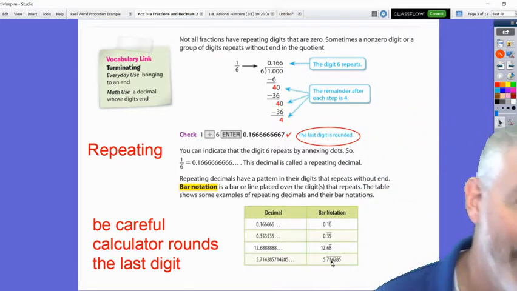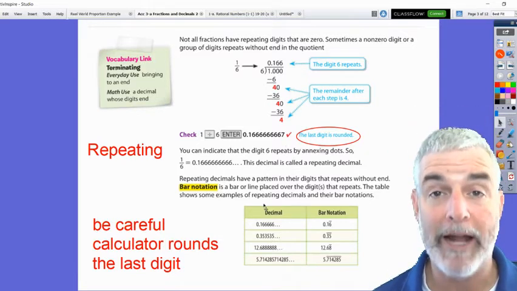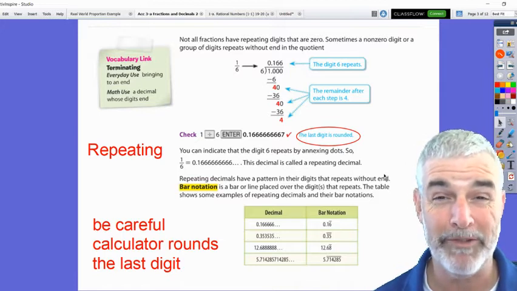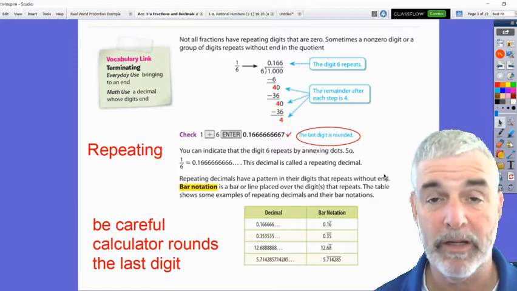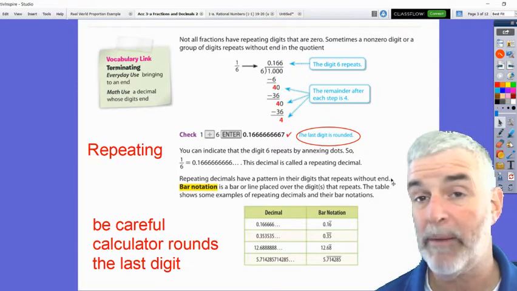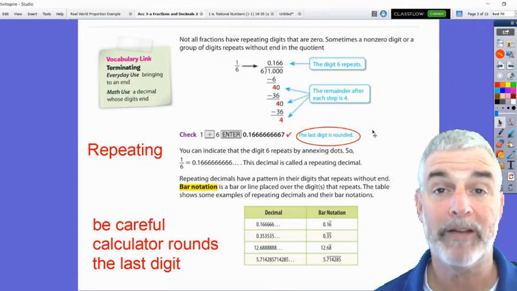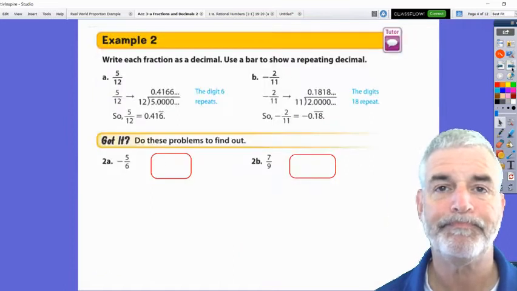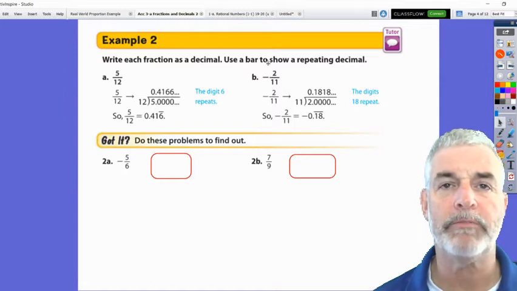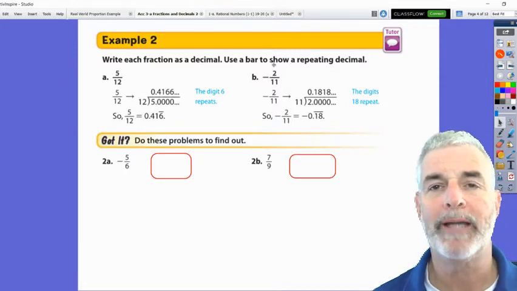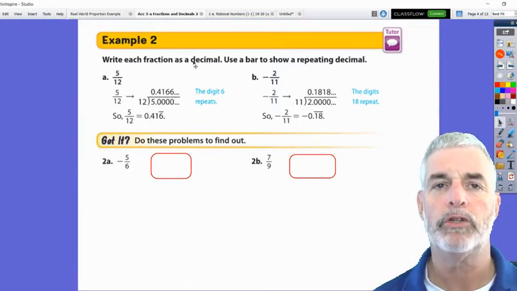Okay, moving on. So anyway, very frequently, lots of fractions end up as repeating decimals. Any fraction that has a factor of 3 in the denominator, those tend to give you repeating decimals. So example number 2, write each fraction as a decimal, use a bar. So it's not asking you to round off the answer. It's telling you to use bar notation to answer the problem.